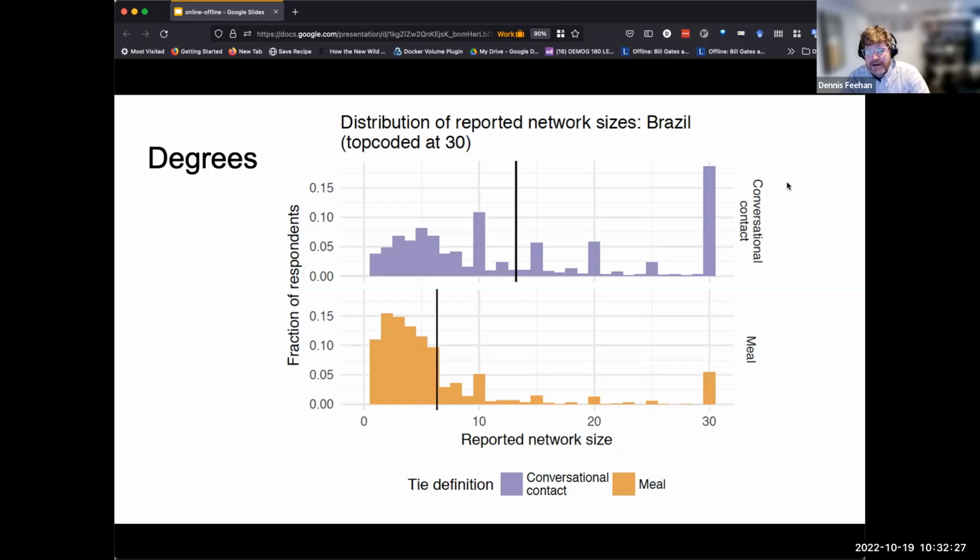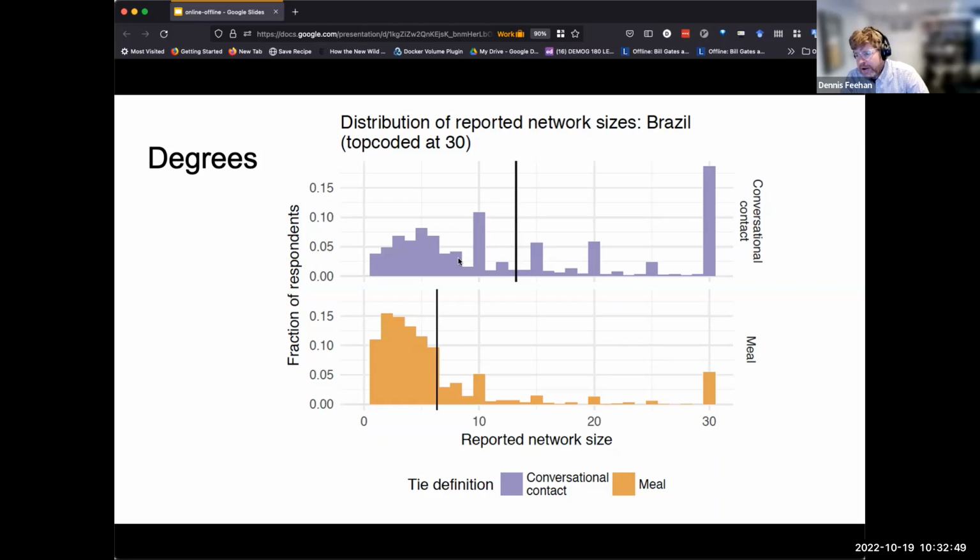Right away, just by looking at this first set of results from Brazil, there are a couple of things that might leap out at you. One is the estimated average, this heavy black bar here. The conversational contact network on average is bigger, which is what we were hoping to see. That's how we designed these 2 different ties. So that's something we were expecting to see.